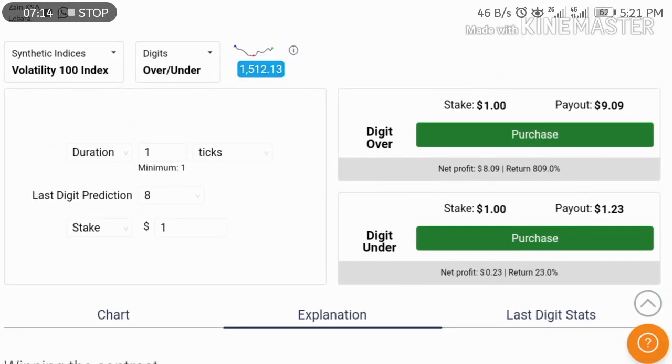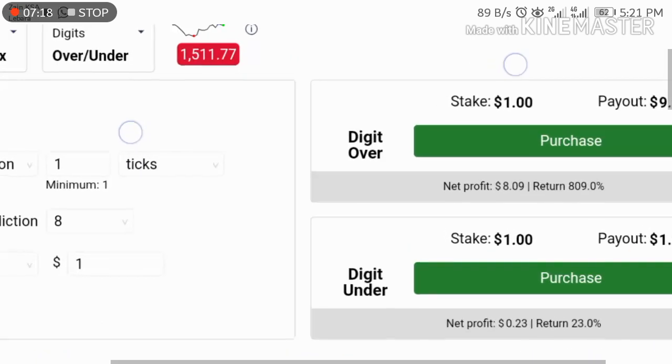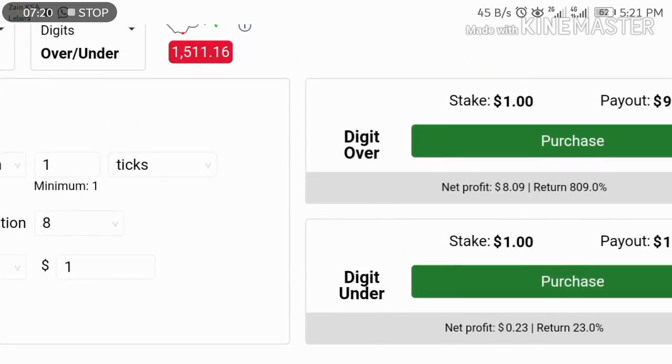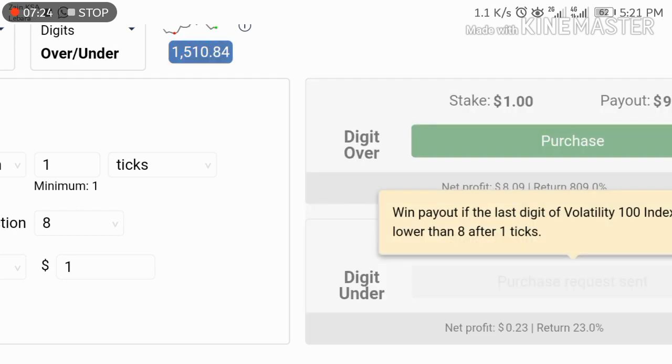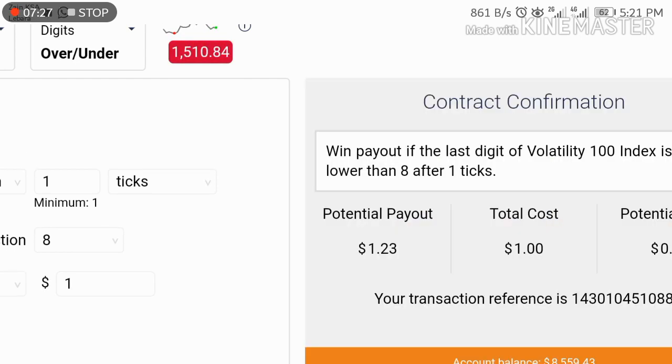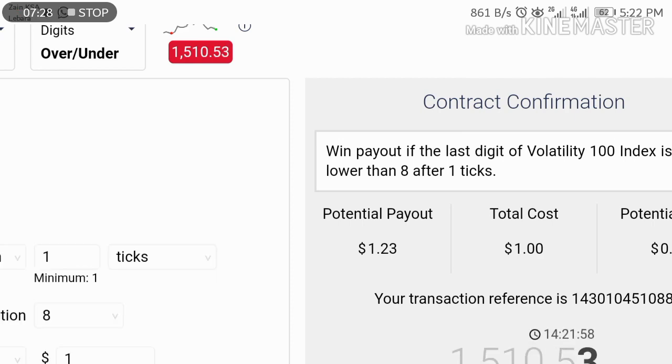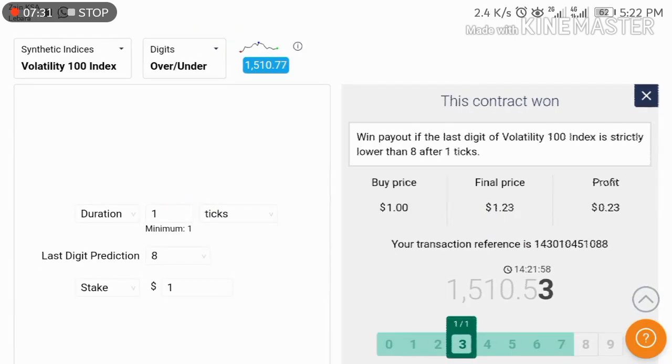Let's see here, once the last digit is 8 or 9, we have to open our trade. Look, 9, so I'm going to place a trade, and my contract again won. Let's see, with $1 we won. So these are all the points of this strategy. Hope you all will make more profit.